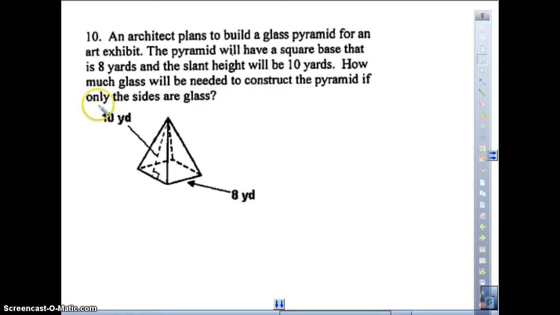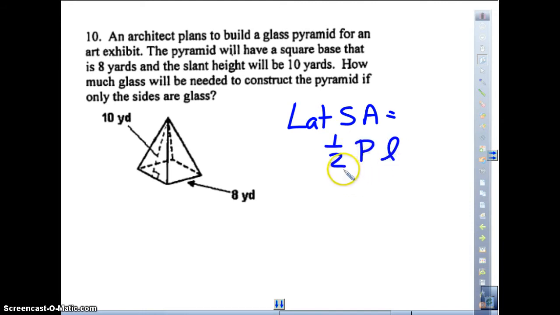If they say only the sides are glass and we want to know how much glass, then what are they asking us to calculate? Lateral surface area or total surface area? Yeah, that's going to be lateral surface area. So now I need a formula. I'm going to look on my formula chart. It says this. But taking half of a number is the same as dividing by 2. So I'm going to take the perimeter of the base, multiply by the slant height, divide by 2.